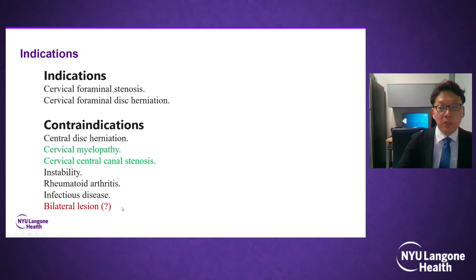Theoretically, posterior cervical foraminotomy is for unilateral cases only, but some surgeons do bilateral cases altogether, and they said it is good and safe and there is no instability. So further study is mandatory. And cervical myelopathy and cervical central canal stenosis cannot be treated with cervical foraminotomy. But as I will say in the latter part of this presentation, with the cervical ULBD technique, it can be overcome.